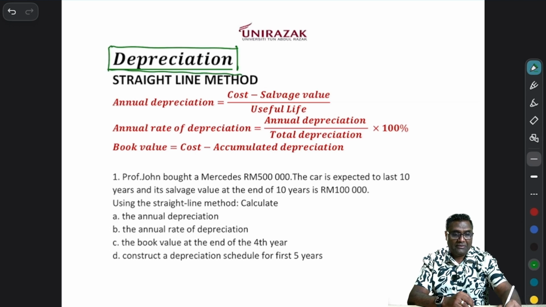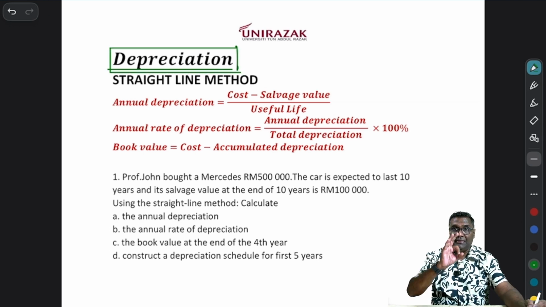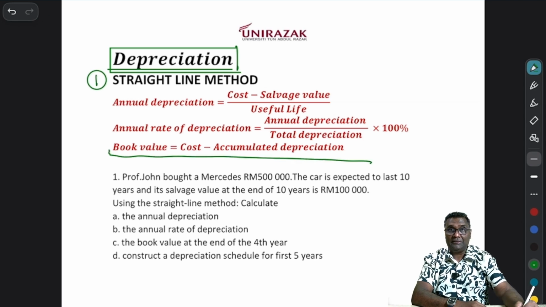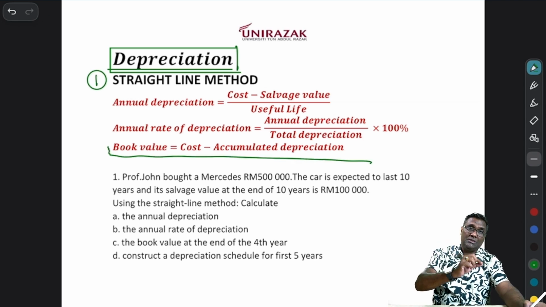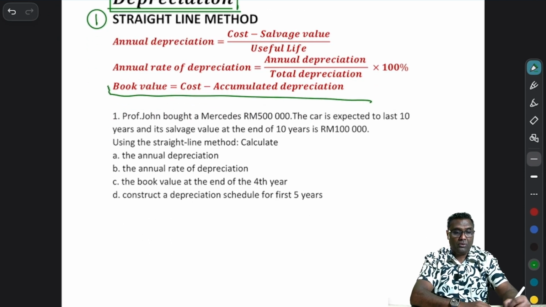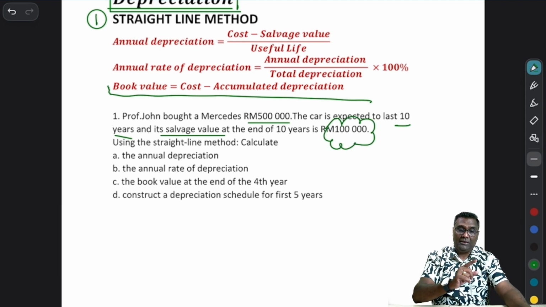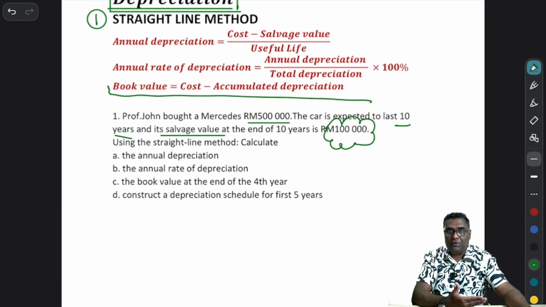So the calculation to get depreciation has three ways. One is called the straight line method, and these are the formulas involved in the calculation. Okay, let me apply this to a simple question. Prof. John bought a Merc for 500,000. The car is expected to have a 10 years life. The salvage value at the end of 10 years is 100,000. Salvage value is another word for scrap value.